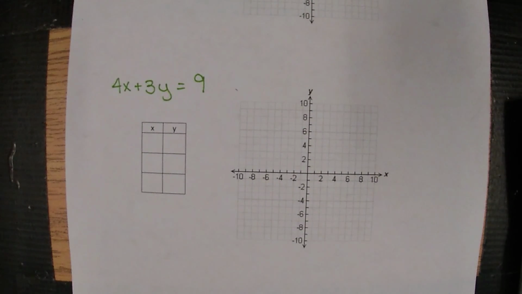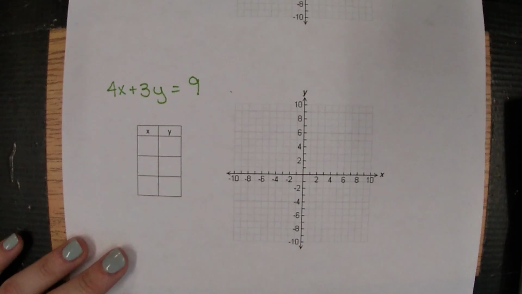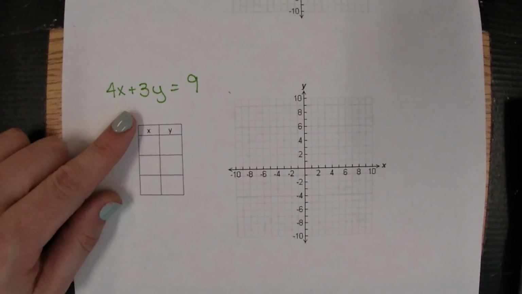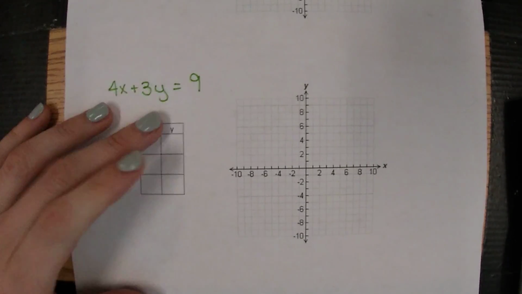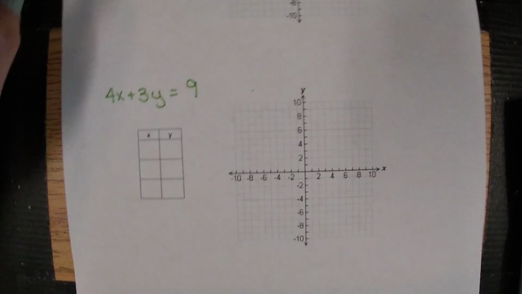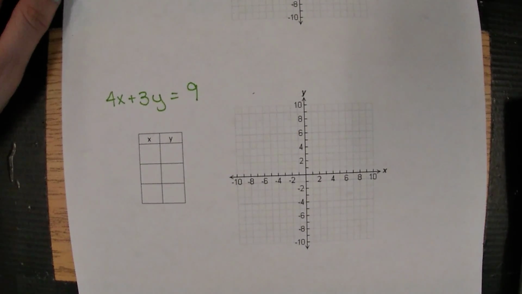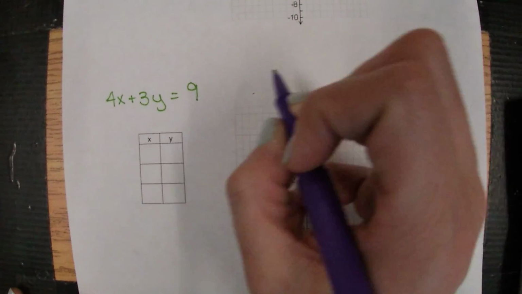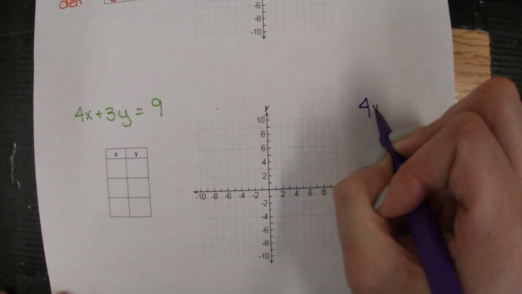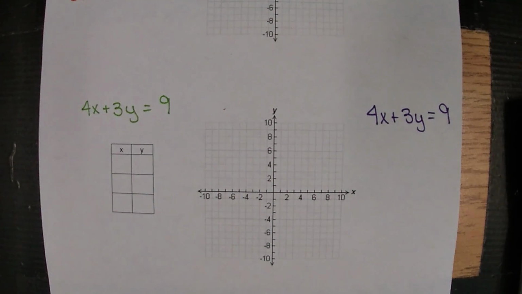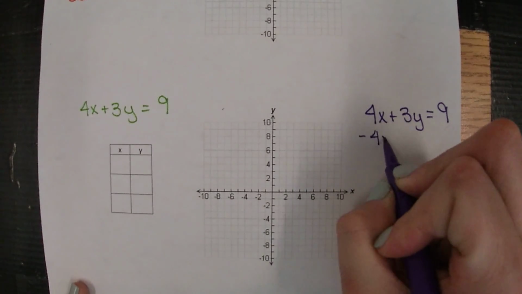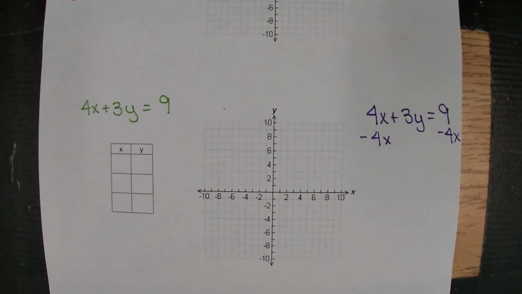Okay, so our second one here, 4x plus 3y equals 9. If we're looking at this one, this is not in our function rule format. So what did we say that we would do yesterday? What did we say we would do to get this in the right format? We want to solve this for y. So if we have 4x plus 3y equals 9, what are we going to do first to solve this for y? We need to subtract 4x from each side.